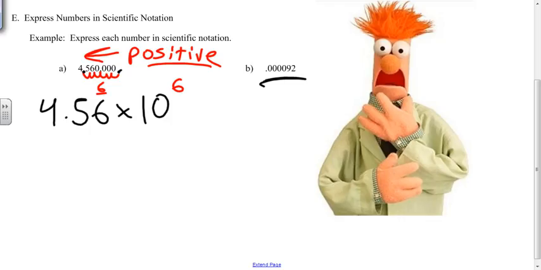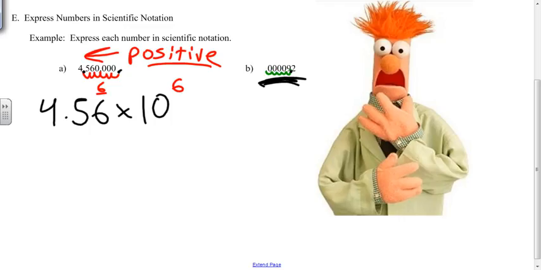Now if we wanted to write our number over here, again we need to get the decimal to the nearest digit that would be usable, and we want it to be in between 1 and 10. So we have to move it over 1, 2, 3, 4, 5 times to get it there to our 9, because 9 is in between 1 and 10. We wouldn't want it to be 92 over here, because 92 is not in between 1 and 10.